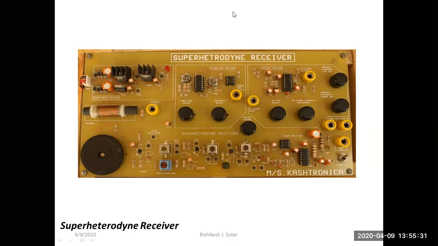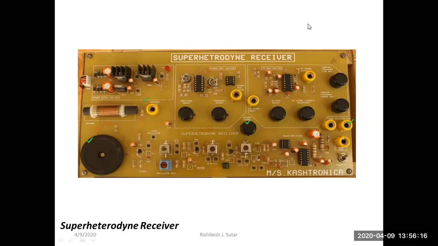So it is a superhead input. At this point I am to apply the modulated signal. Second point is the tuning control, which I will use to tune my receiver circuit. Third is the volume control. Here I can control the gain of my amplifier, and I can vary the voltage or amplitude of the received signal. And last, this is the point where I will get the actual received signal.